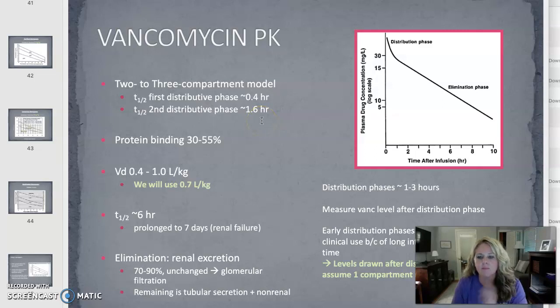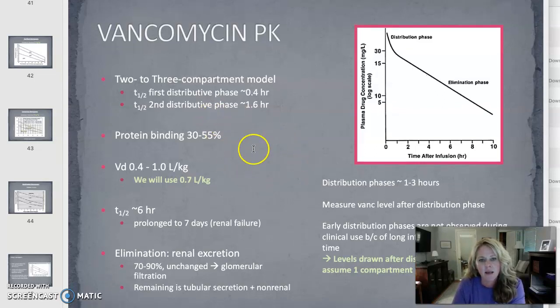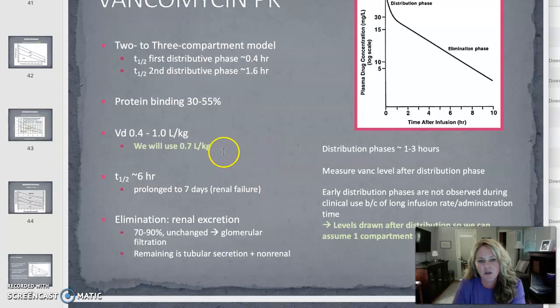So the distribution phase should be over by about 3 hours. From that point, the elimination phase is there, and that is just a straight line. So it's first order kinetics. Volume of distribution, the one that we will use is 0.7 liters per kilogram. You'll find that a little bit different depending on which reference you use, but for our class, we use 0.7 liters per kilogram. The half-life is around 6 hours, but that's going to vary extensively based on kidney function.